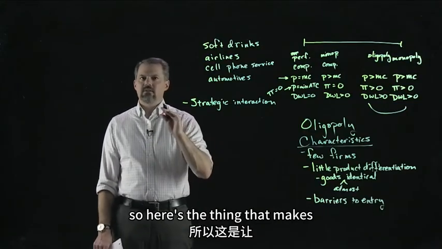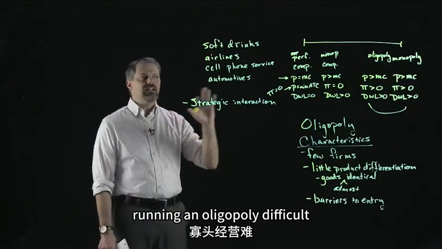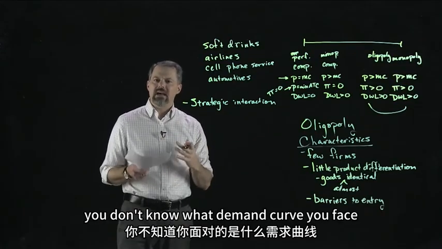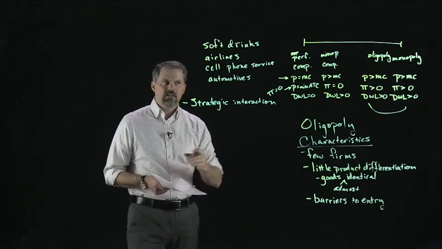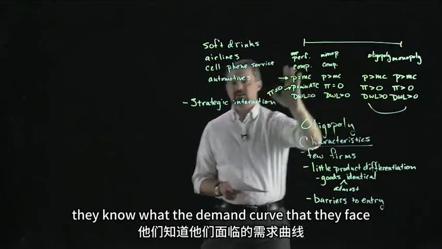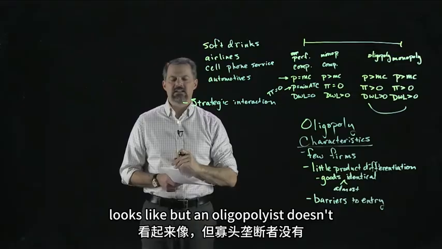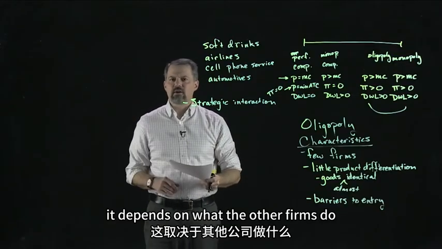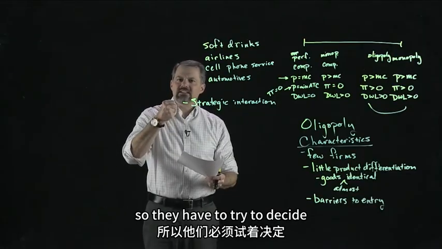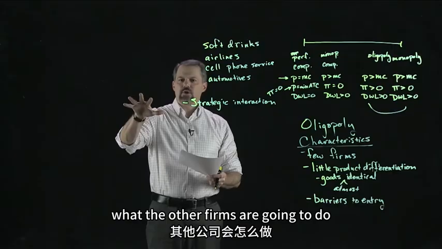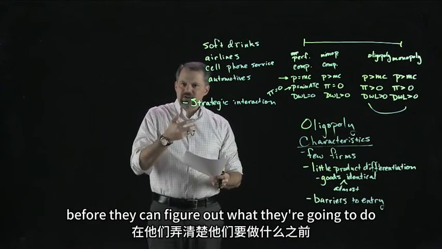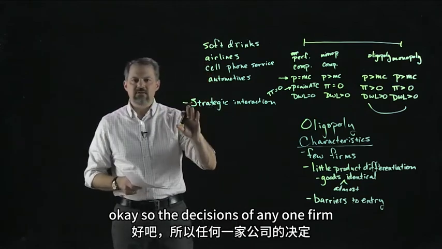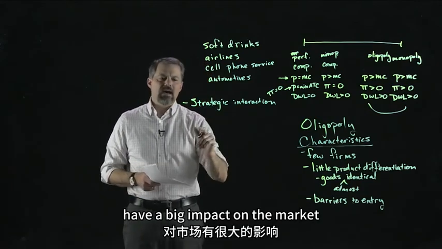So here's the thing that makes running an oligopoly difficult. The thing that makes it difficult is you don't know what demand curve you face. The other firms all do. They know what the demand curve that they face looks like. But an oligopolist doesn't. It depends on what the other firms do. So they have to try to decide what the other firms are going to do before they can figure out what they're going to do. Okay, so the decisions of any one firm have a big impact on the market.